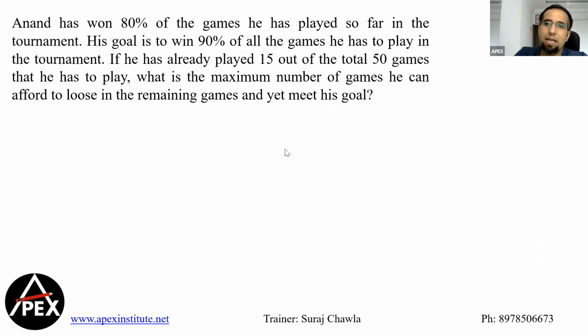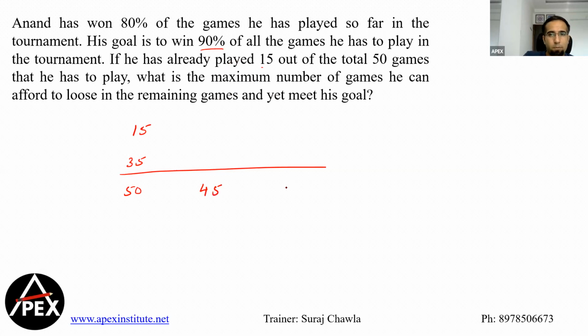Yep, let's see this. So Anand has won 80% of the games that he has played so far in the tournament. His goal is to win 90% of all the games that he has to play in the tournament. If he has played 15 out of 50 games that he has to play, so he has already played 15, yet to play is 35, and total number of matches are 50. His target is to win 90% of all the games. So 90% of 50 gives me how much? 45. That means he can only afford to lose 5.